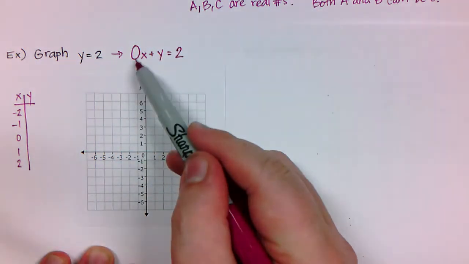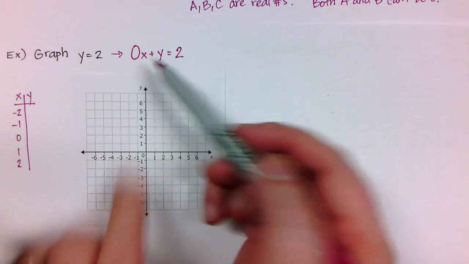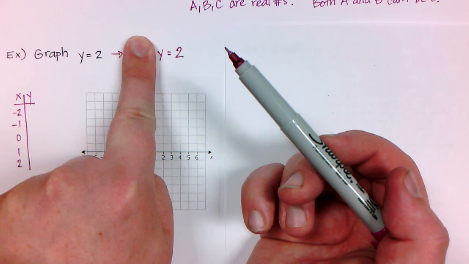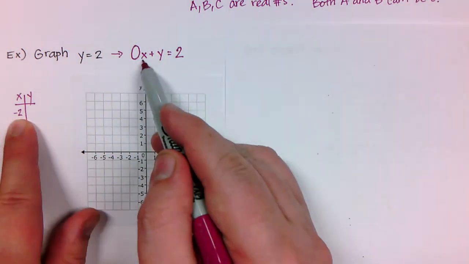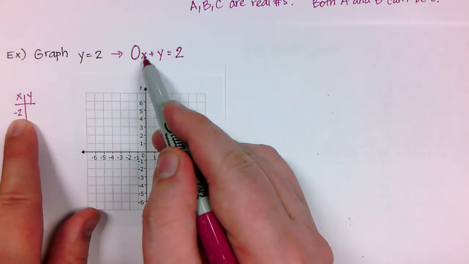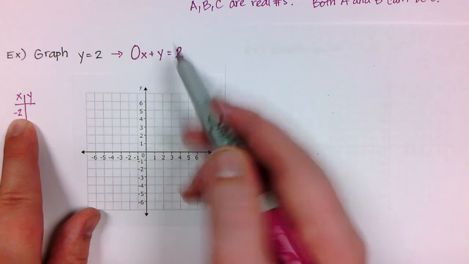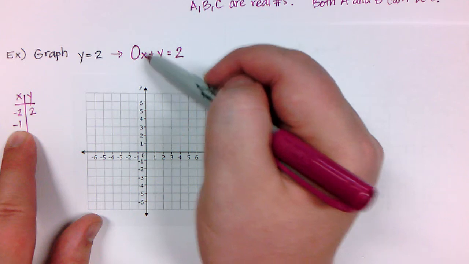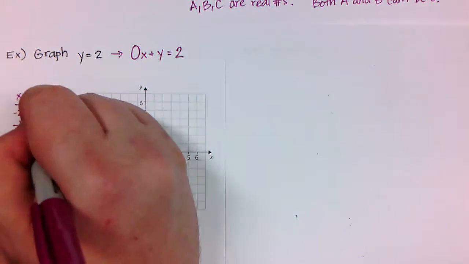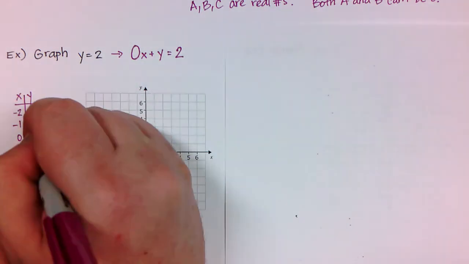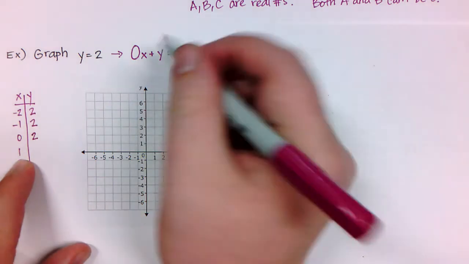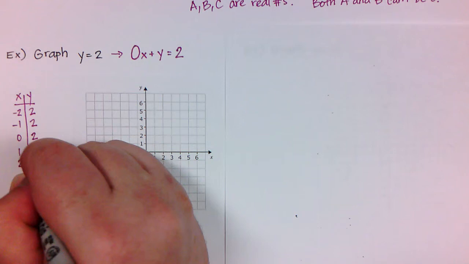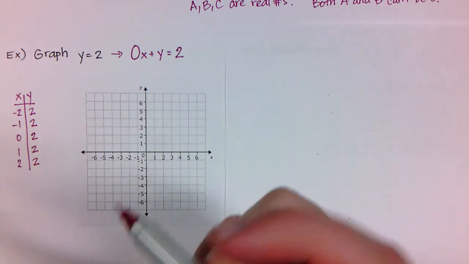If that were the case, if there was the number 0 times x, then it would just be invisible, and it would just be y is equal to 2. So when I plug in -2 times 0, that just cancels out still, and y is still equal to 2. Same with -1. 0 times -1 is 0. Y is equal to 2. 0 times 0, y is equal to 2. 0 times 1, y is equal to 2. 0 times 2, y is equal to 2, and so on. I think you get the picture.